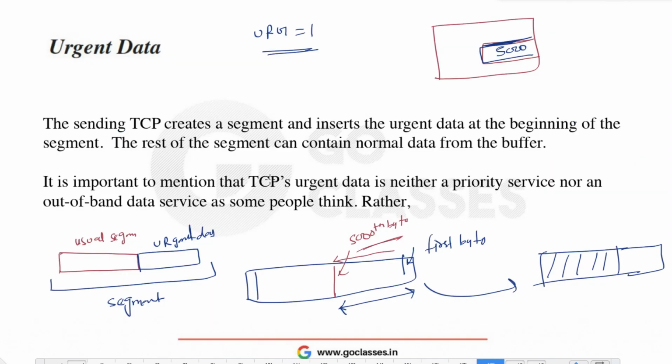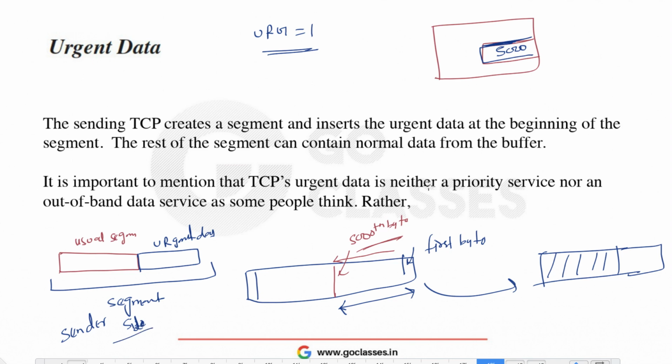So it is important to mention that TCP urgent data is neither priority data nor out-of-band data. Some people think that this is data that has some priority and should be delivered out of order. It is not the case. The sending TCP creates a segment and inserts the urgent data at the beginning of the segment. So there is a usual segment, and at the beginning of it, it appends some urgent data from the sender side.